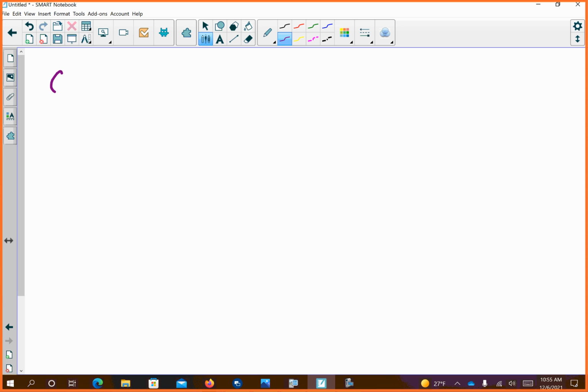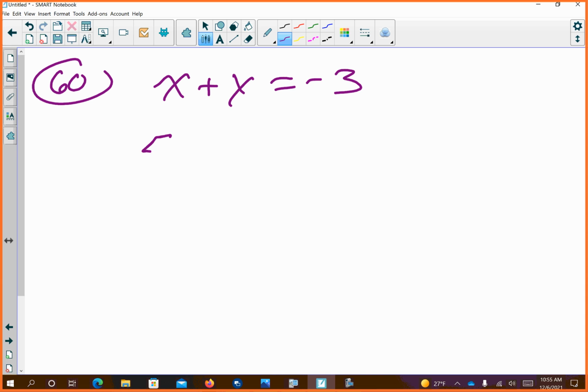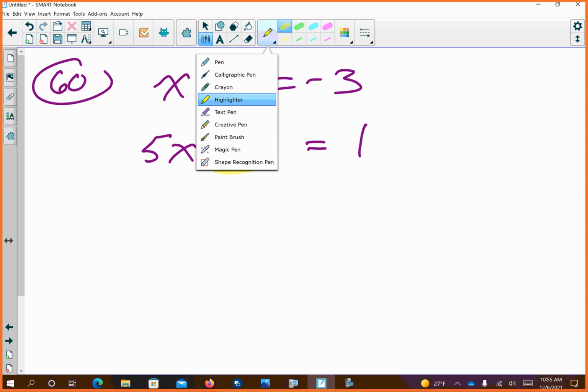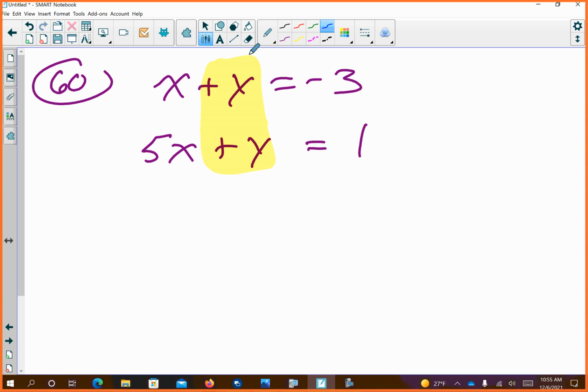Number 60. I have x plus y equals negative 3. 5x plus y equals 1. If I wanted to do this by elimination, I would probably choose to get rid of the y's. But right now, if I add these together, I would get 2y. So what should I do to one of the equations? Very good. Multiply one of the equations by negative 1. You pick whichever one. Distribute that to all.